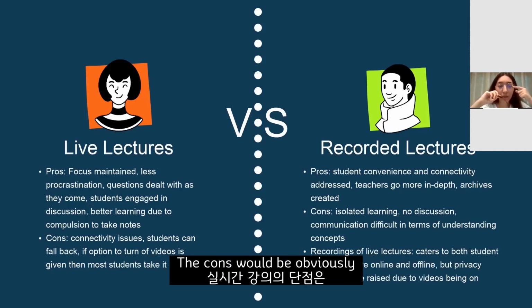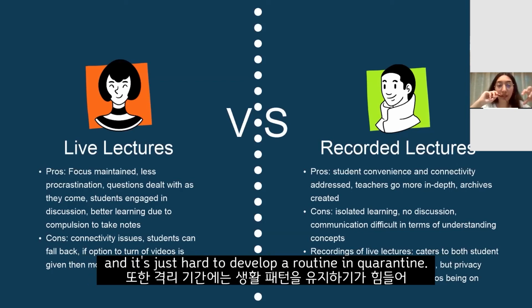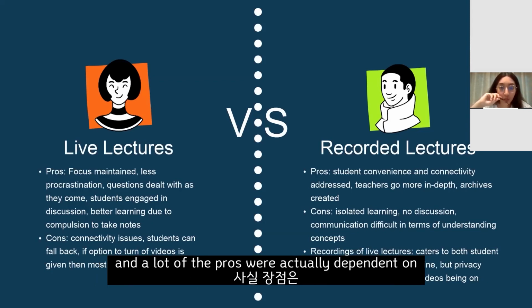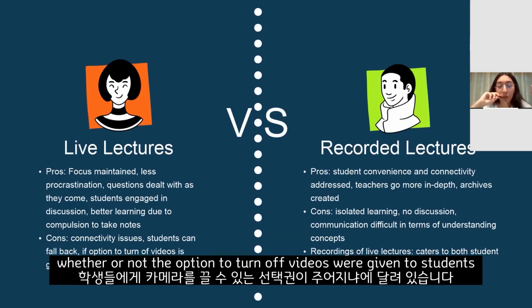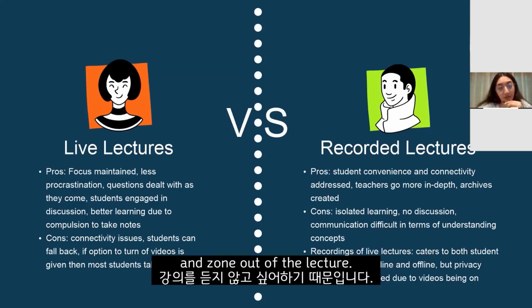And the cons would be, obviously, people with connectivity issues can't keep up. And it's just hard to develop a routine in quarantine. And so, keeping up with lecture timings would be difficult. And a lot of the pros were actually dependent on whether or not the option to turn off or on your videos was given to students. Because most students tend to keep their videos off and zone out of the lecture.